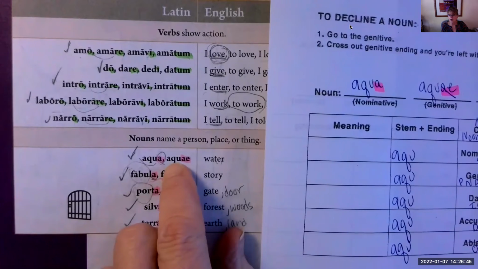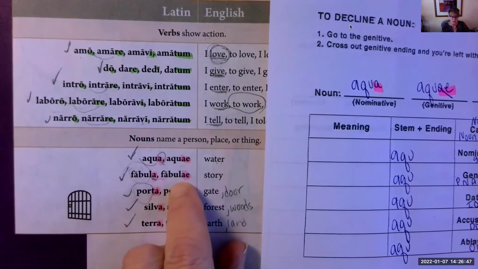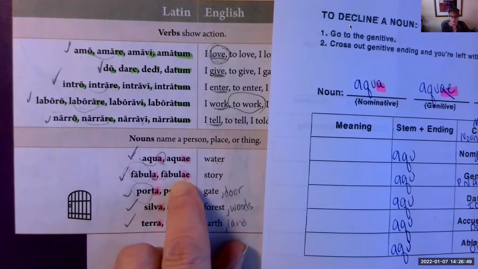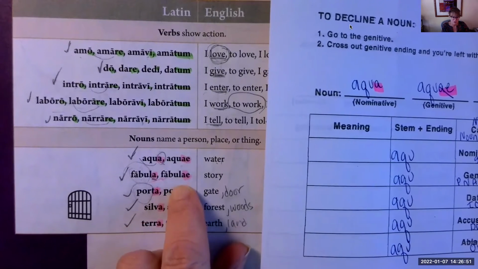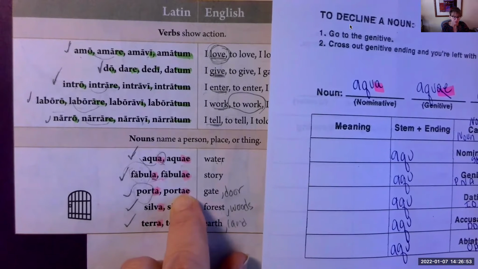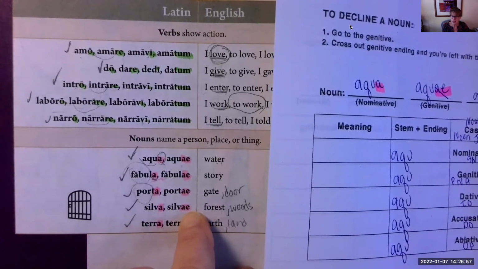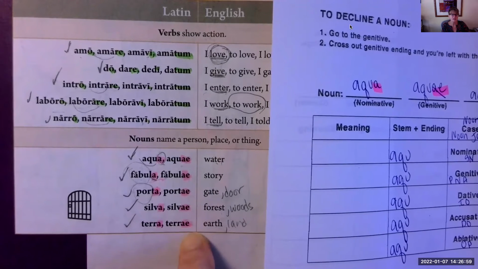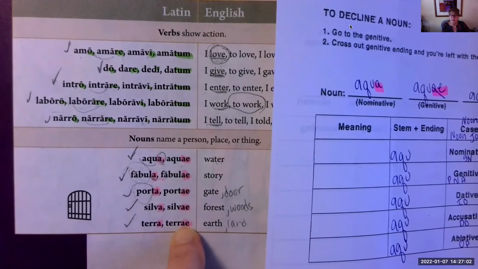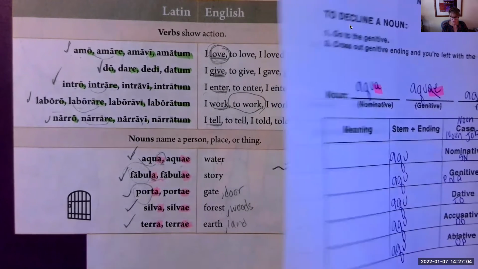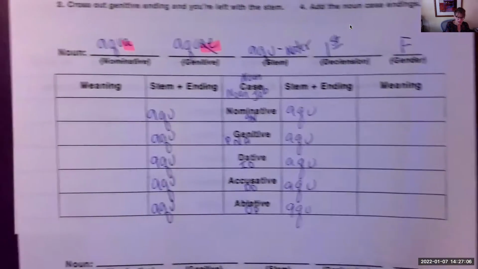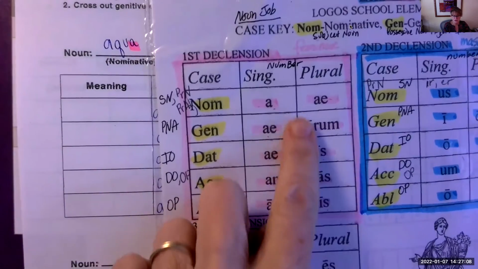So the stem for aqua is AQU. The stem for fabula is FABUL. The stem for portai is PORT. The stem for silvi is SILV. And the stem for terrai is TERR. So you wrote it 10 times, and now you're going to add your endings. And these are the endings you're going to add.